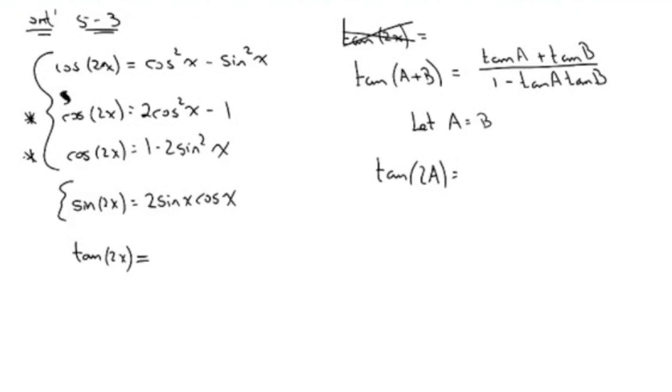You said let a equal b, b equal a, it doesn't matter. So it becomes a plus a, which becomes 2a. This is tan a plus tan a, 2 tan a, over 1 minus tan a times tan a, tan squared a. So this becomes this identity. So you get 2 tan x over 1 minus tan squared x.